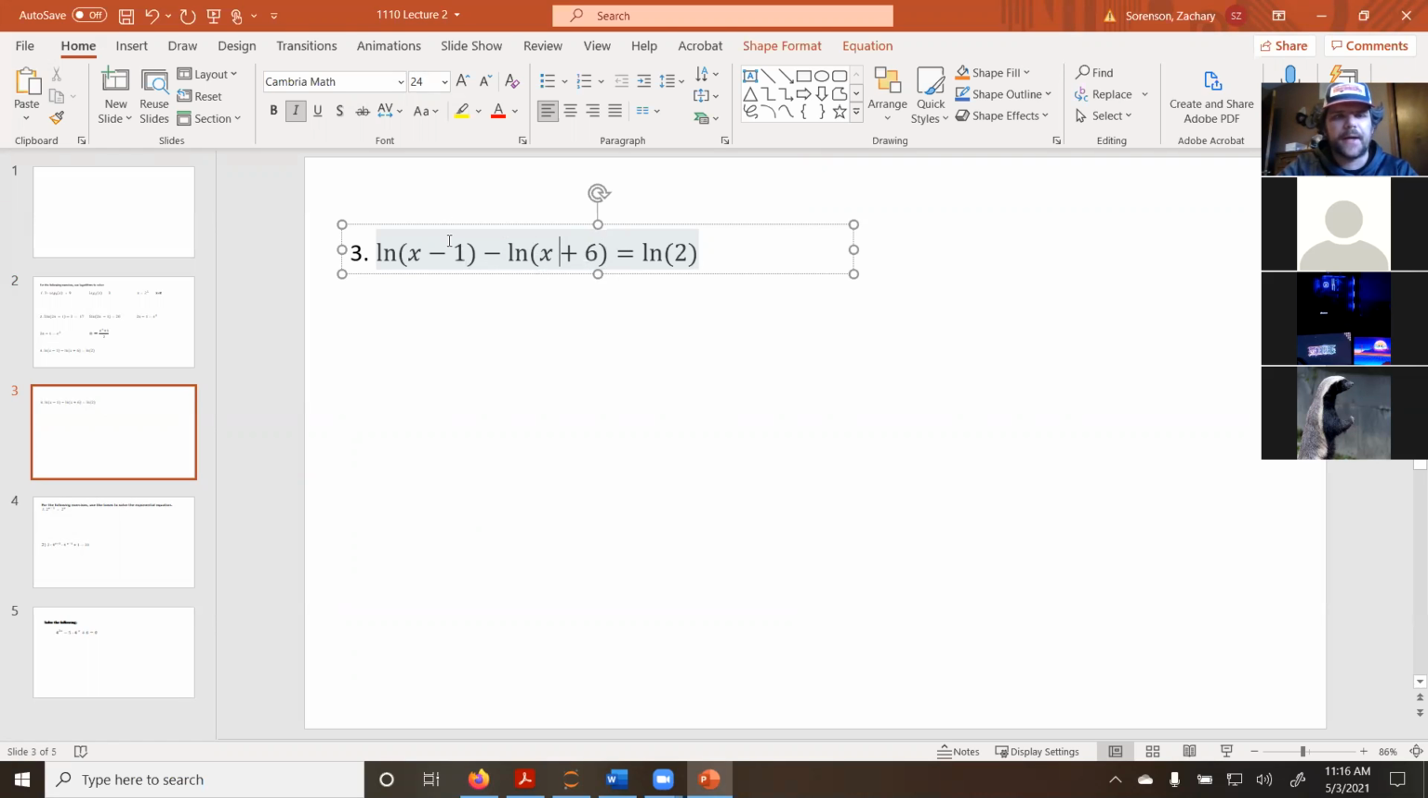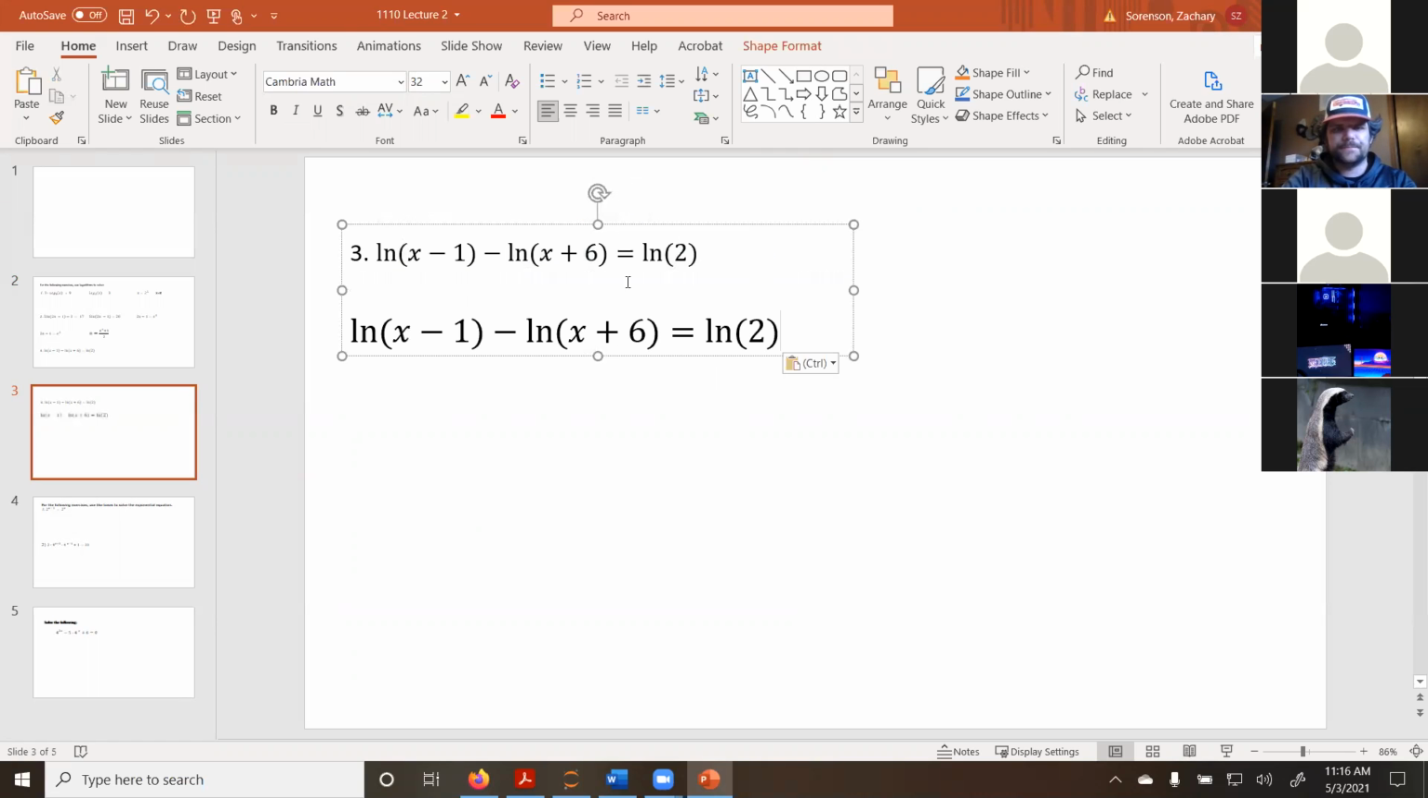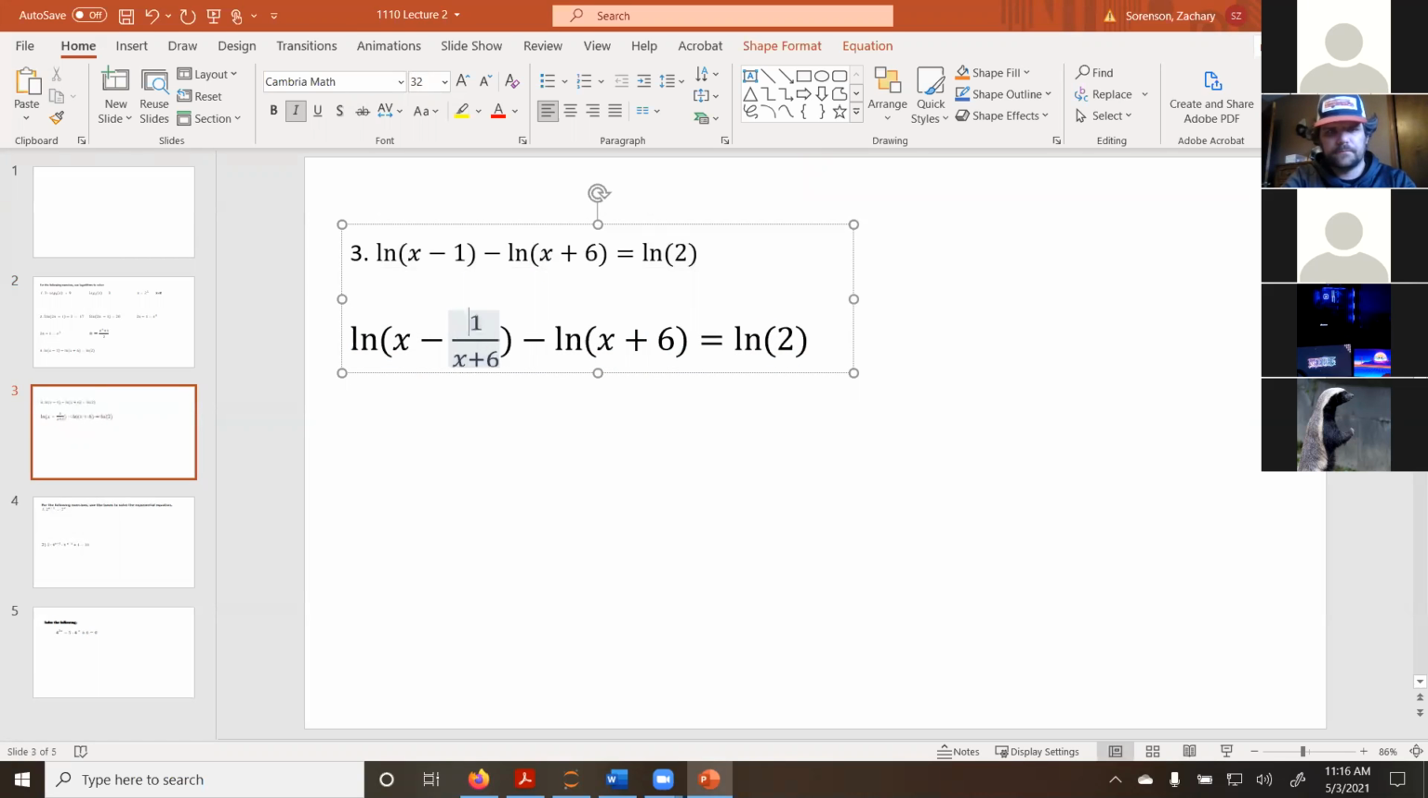So yeah, exactly right. I have this, I'm subtracting 2 logs. So what do I do if I'm subtracting 2 logs? What's the rule? What do I do to the insides? Technically made them divide. Exactly. So then my problem will become this.